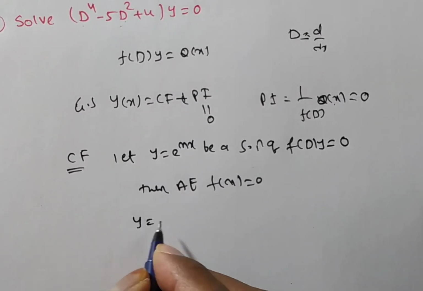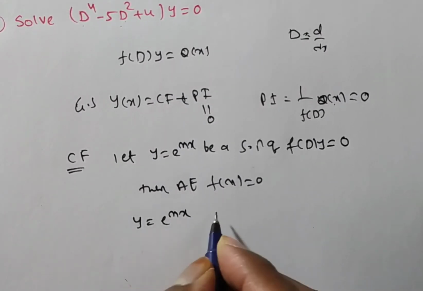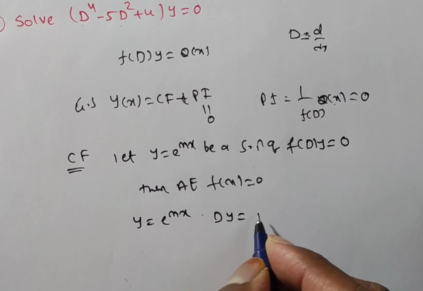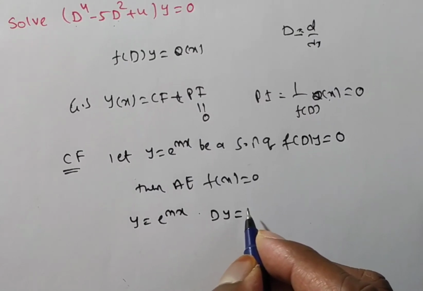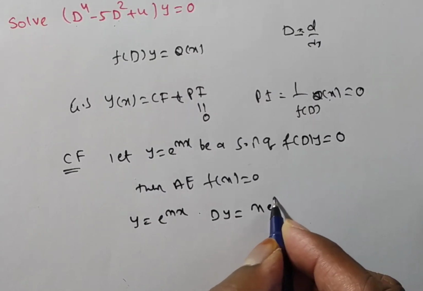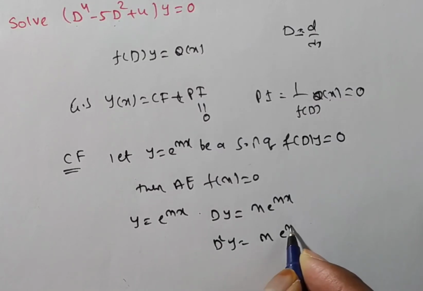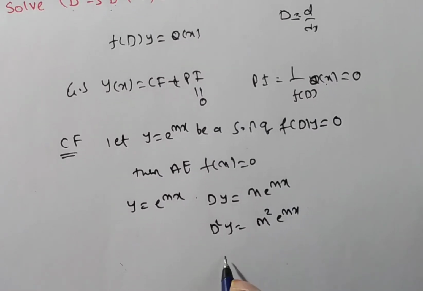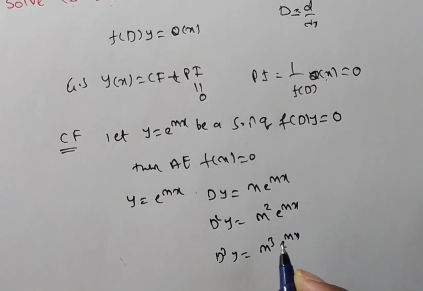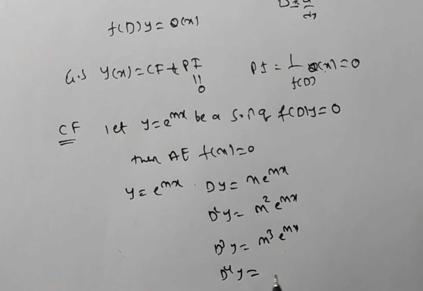You see what you consider, y is equal to e to the power of mx. So dy is nothing but derivative of y. So e power mx derivative is what? m into e to the power of mx. Next, d square y is nothing but m into e power mx derivative, m square into e power mx. Next, d cube y is equal to, similarly, m cube e power mx, and d to the power of 4 y is equal to m to the power of 4 into e to the power of mx.